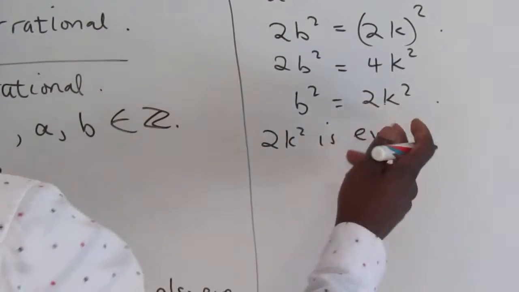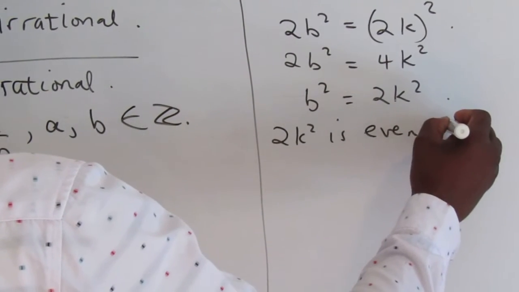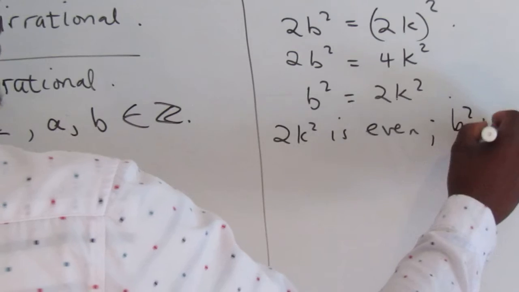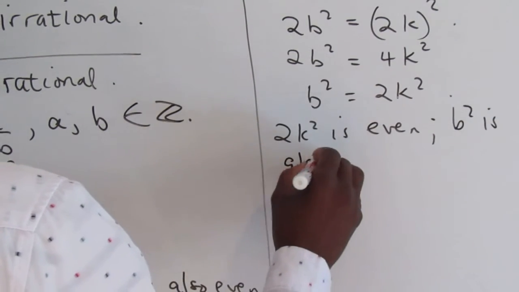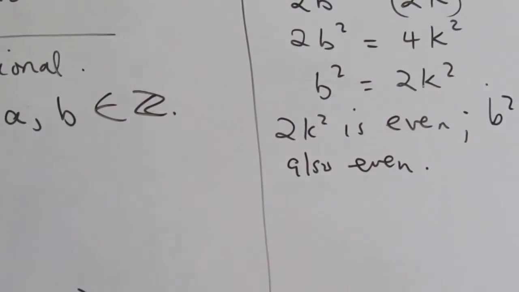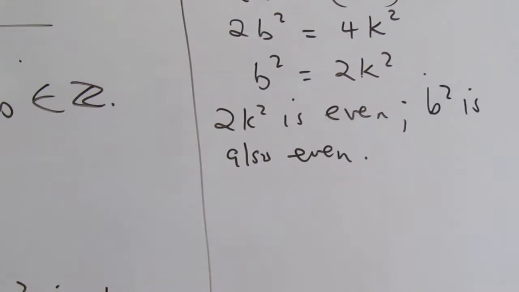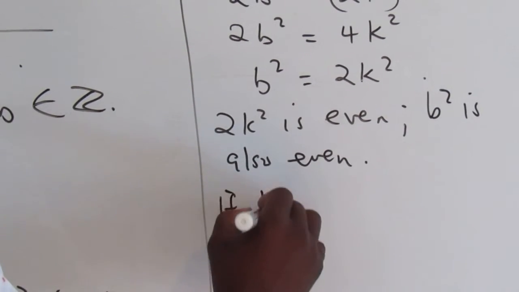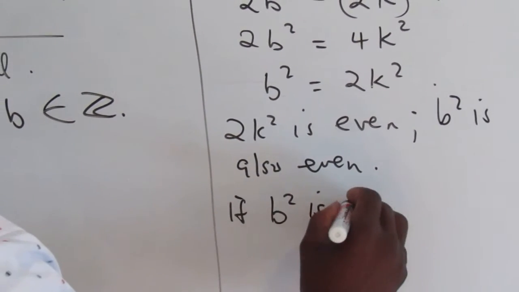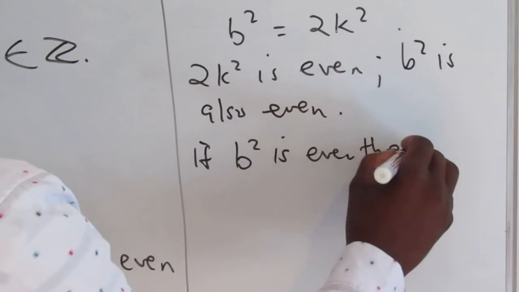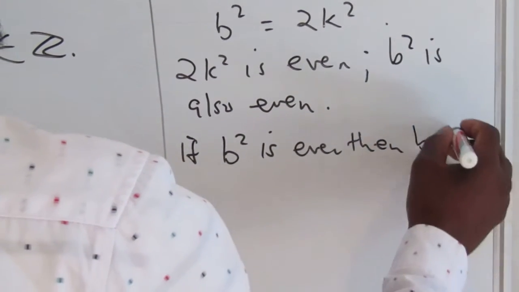So if 2k squared is even, then b squared is also even. Right. If b squared is also even, then b is equivalent to 2k.